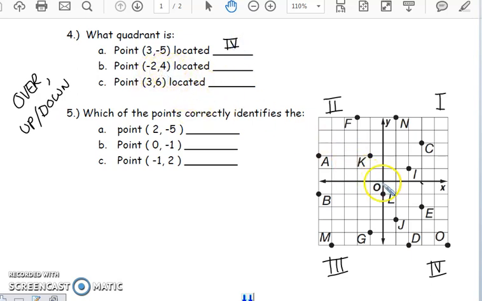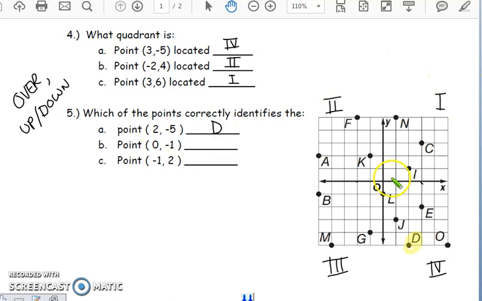Negative 2, 4. So the first number goes over to negative 2, up 4. 1, 2, 3, 4. I'm in quadrant 2. 3, 6. Go over 3. 1, 2, 3. Up 6. That's going to be actually off our graph, but I'm in quadrant 1. Now the next 3 are actually labeling the points. So 2, negative 5. 1, 2, down 5. 1, 2, 3, 4, 5. We are at point D.